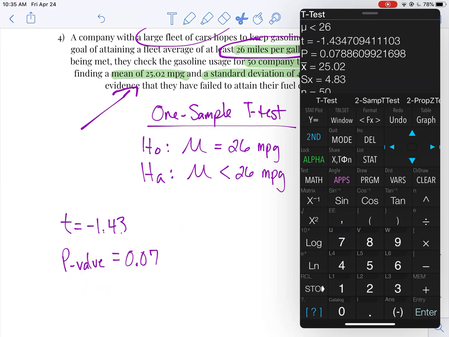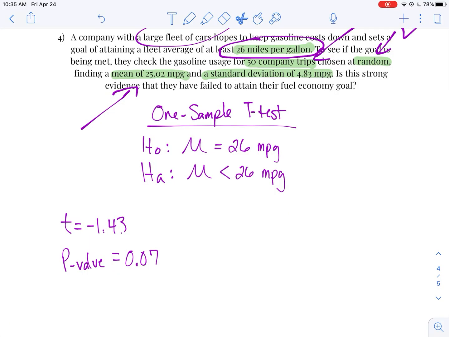The probability of seeing this statistic, if it actually is 26 that we're averaging, the probability of doing a random sample and getting 50 company trips that average 25.02, probability of seeing that is like 7%, which, you know, is pretty low, but it's not less than our significance level, which is 0.05.